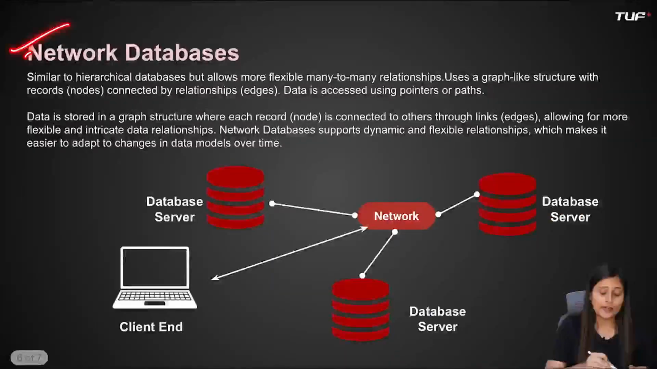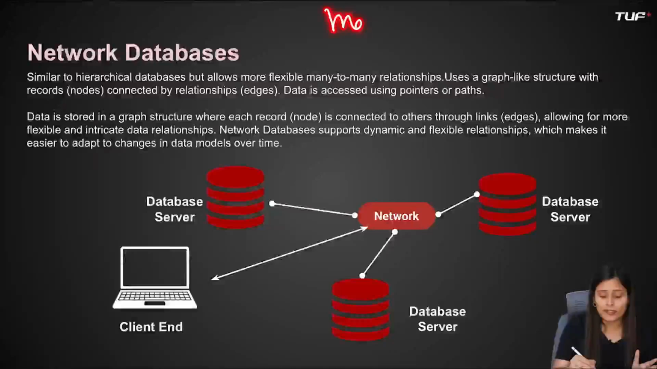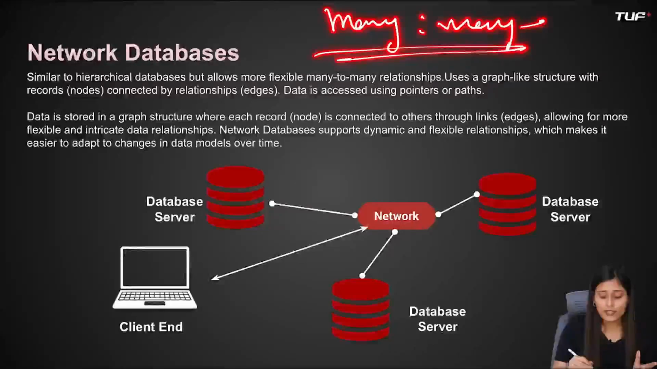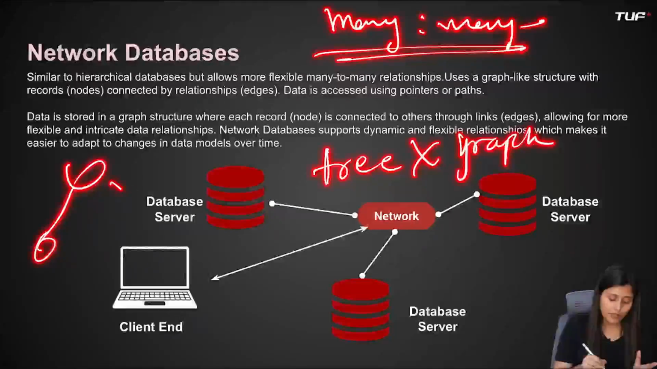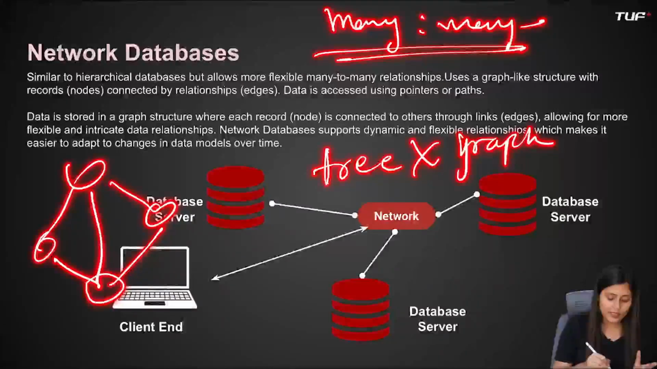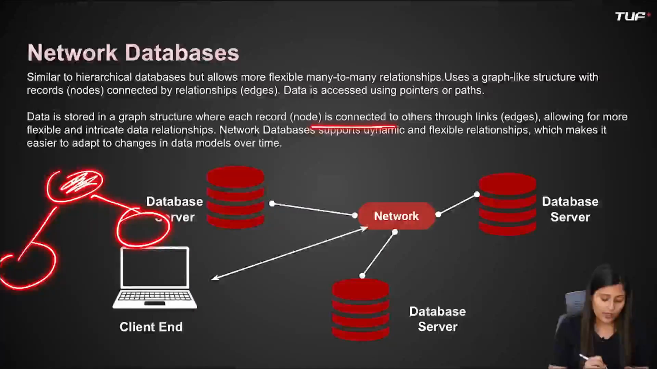And now the network database. It is similar to hierarchical, but instead of one-to-many, it gives a many-to-many relationship. And instead of a tree we go for a graph here, because in a graph we have multiple many-to-many relationships. So data is stored in a graph structure where each record is a node, this is called a record, right?